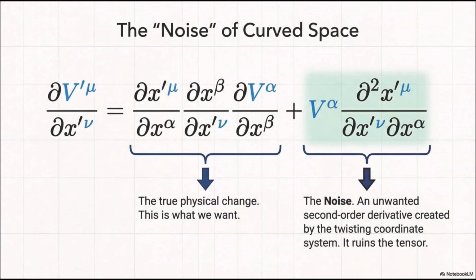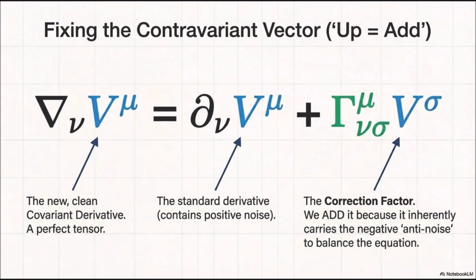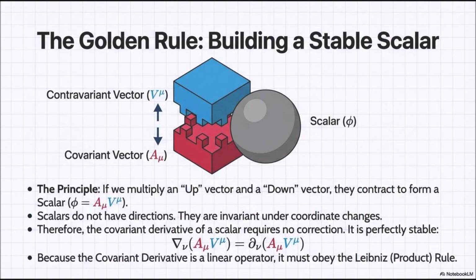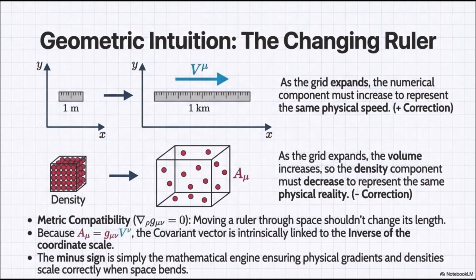Now let's watch it work in section 4.2, where we finally construct the true covariant derivative of a contravariant vector. The covariant derivative, nabla nu of V mu, equals the partial derivative subscript nu of V superscript mu plus Gamma superscript mu subscript nu sigma times V superscript sigma. Notice the anatomy of this final pure equation. We replace the broken ordinary partial derivative with the new powerful covariant derivative operator represented by the inverted triangle called nabla. And the equation dictates that the covariant derivative is equal to the ordinary derivative plus the Christoffel correction term.